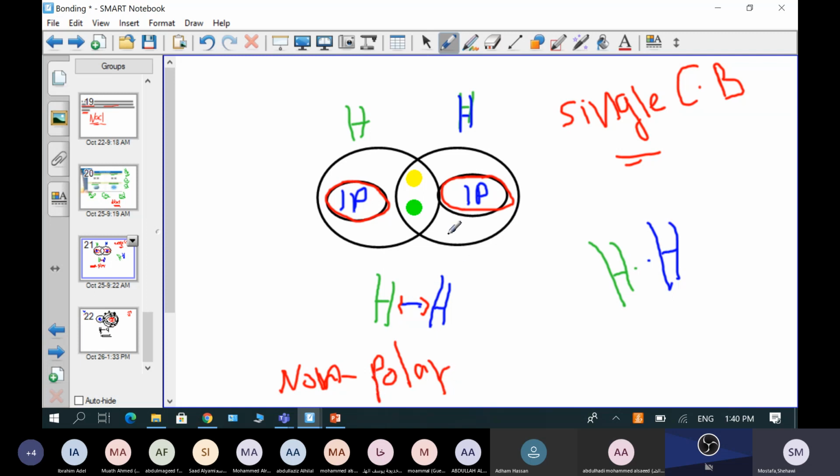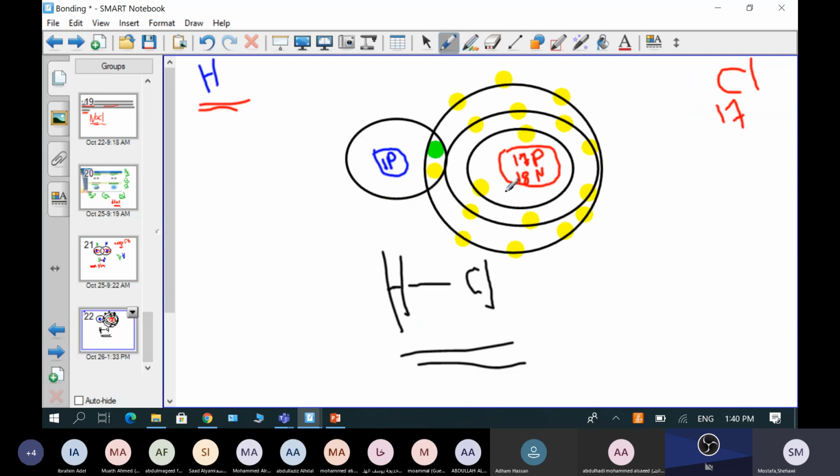Okay, guys? So this is non-polar because we have the same nucleus on both sides. But if we came to the case of chlorine, we have a nucleus that has 17 protons here, and we have another nucleus that has only 1 proton on the other side, in the case of hydrogen. So the attraction toward the chlorine is much greater than the attraction toward what? Toward the hydrogen. That's why chlorine has a partial negative charge.